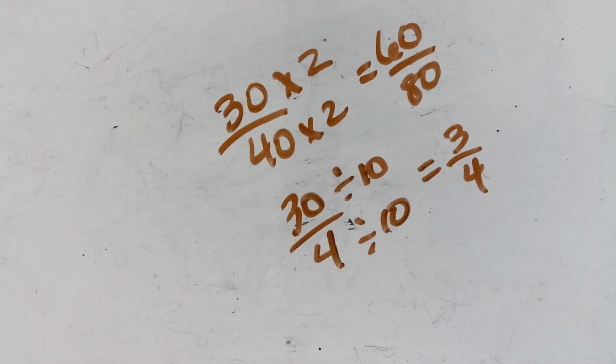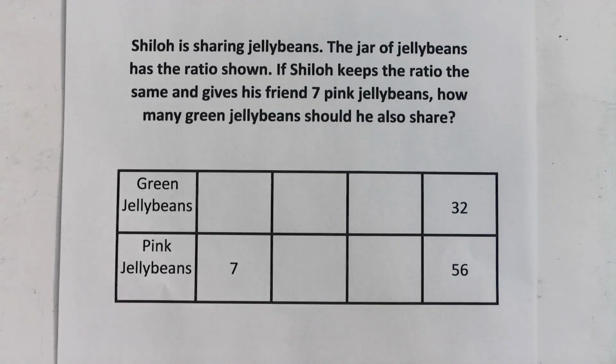So let's read through this next problem. This says Shiloh is sharing jelly beans. The jar of jelly beans has the ratio shown. If Shiloh keeps the ratio the same and gives her friend 7 pink jelly beans, how many green jelly beans should he also share? So take a minute to think about it and how you're going to set this up. So you're right. We can use multiplication or division to find our ratios. You can work these problems if you want. Let's do this and then we'll discuss.